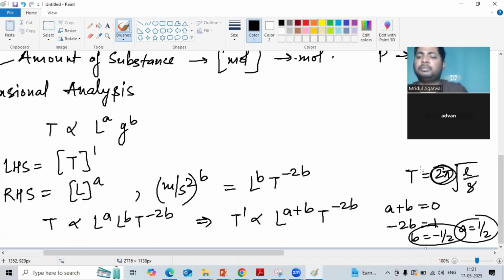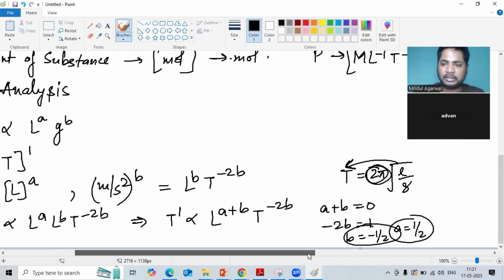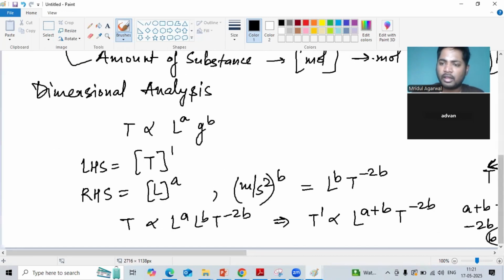Although I will not be able to identify the constants, I will be able to find out the relationship between the various parameters in order to obtain this result. Okay, that is the time period. Correct? So this is the part for the dimensional analysis.